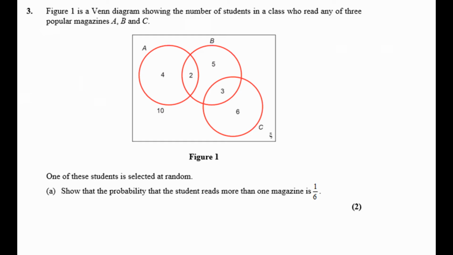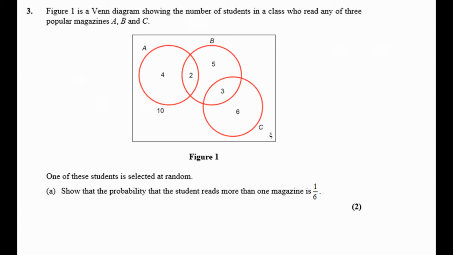Question 3. Okay, figure 1 is a Venn diagram showing a number of students in the class who read any of 3 popular magazines, magazine A, B and C. One of these students is selected at random. Show that the probability that the student reads more than one magazine is 1/6. Okay, Venn diagram's been done for us. We just need to interpret.